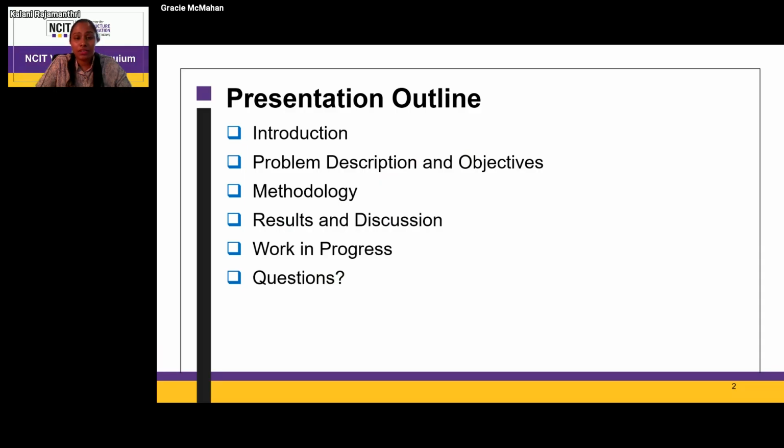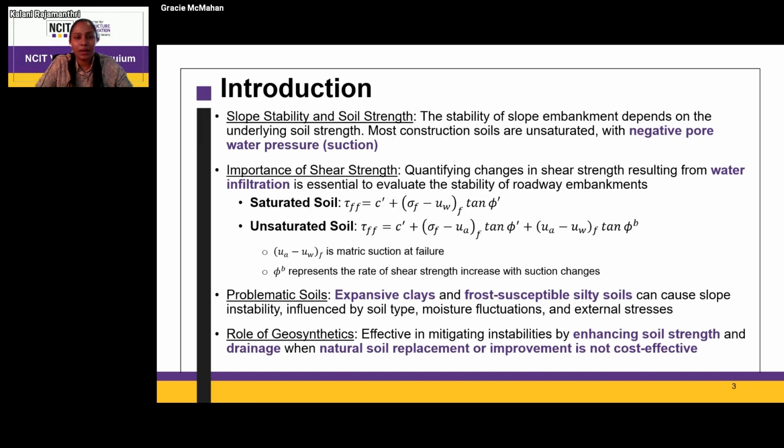I'll start with an introduction followed by the problem description, objectives, and then I'll go through the methodology, key results, and the current work in progress. Finally, I'll open it up for any questions. Next slide, please. So first of all, let's cover some of the background concepts for my research.